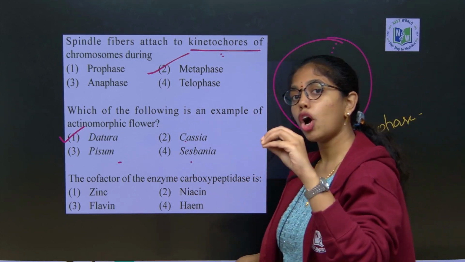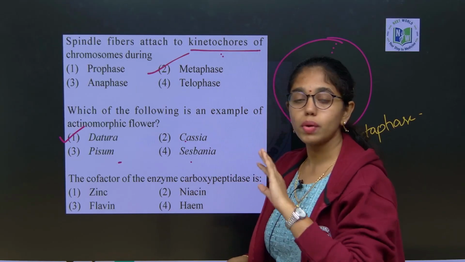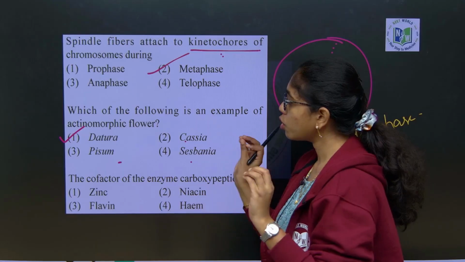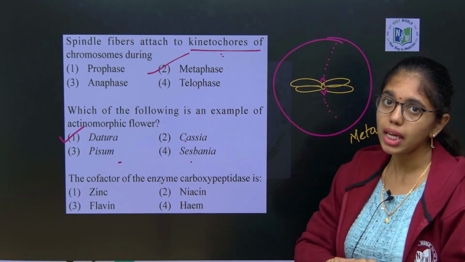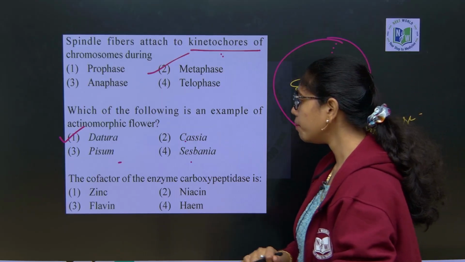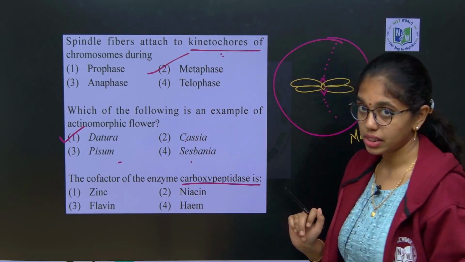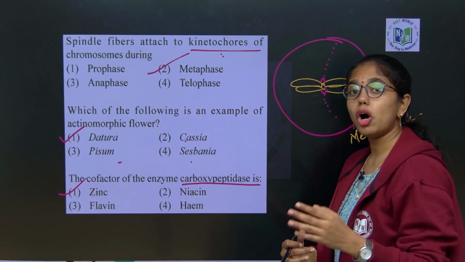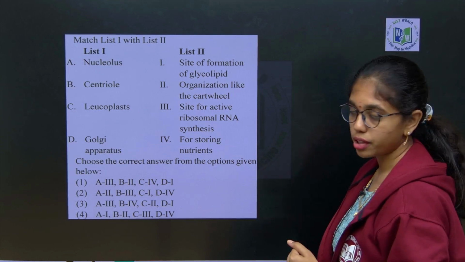All the time in all the previous year questions, you got either 1 or 2 questions for sure from morphology examples itself. So, focus more, once again revise more with respect to morphology examples once again. Okay. The cofactor of the enzyme carboxypeptidase is zinc. Okay. The cofactor of the enzyme carboxypeptidase is what, Nana? Zinc. That is from biomolecules, right?